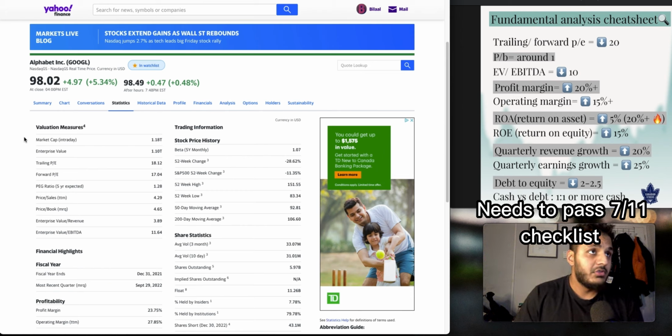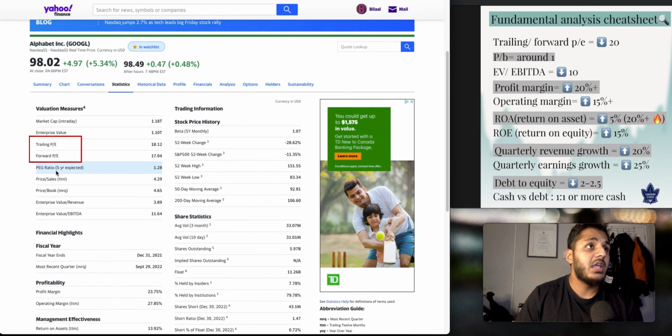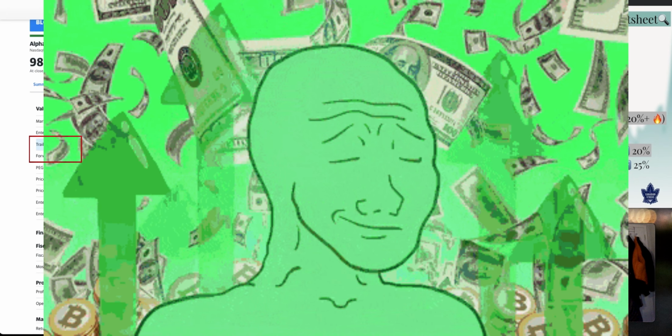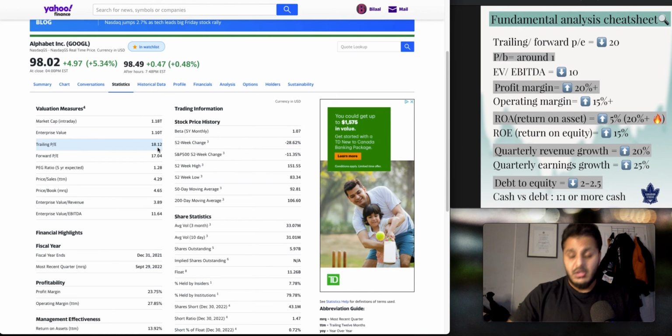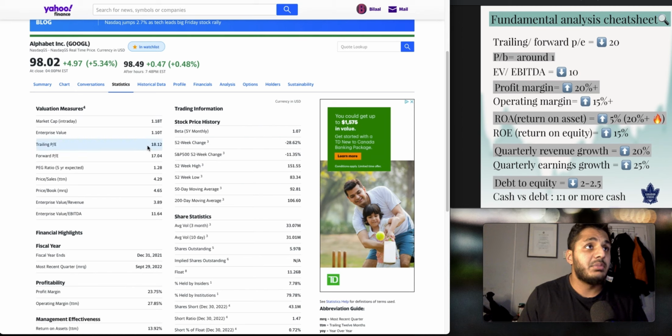Okay, so let's start at number 1, the trailing and forward PE ratio, and it has to be under 20. So we see over here Google stock forward and trailing are both under 20. Now because this is a tech stock, I decided to keep it under 20. Now if it was a consumer defensive or consumer staple, you want to keep it under 15 for fair value, but because this is high revenue, high growth, you want to keep it under 20. Alright, and it is a pretty fair value.